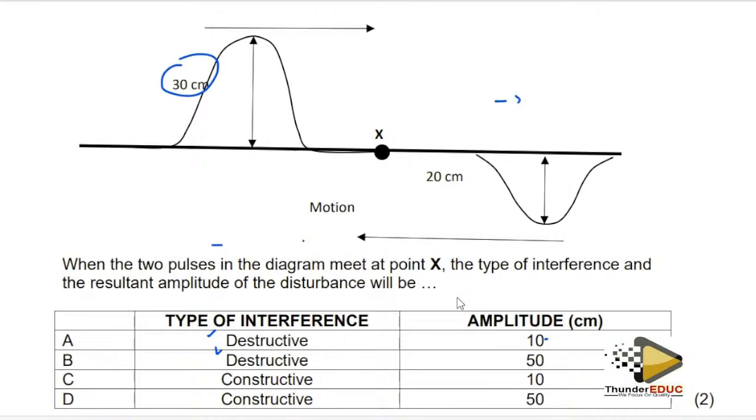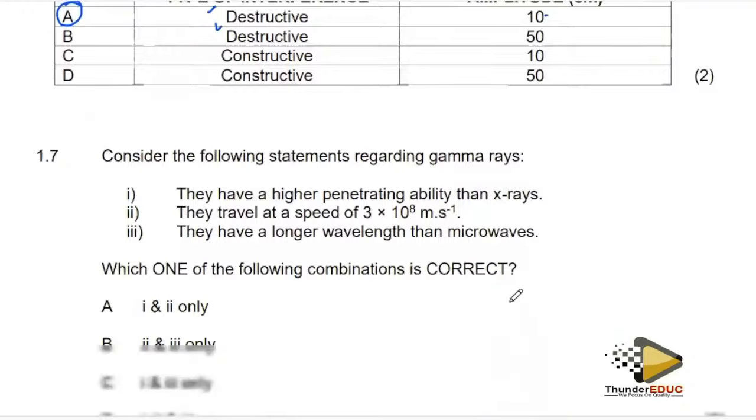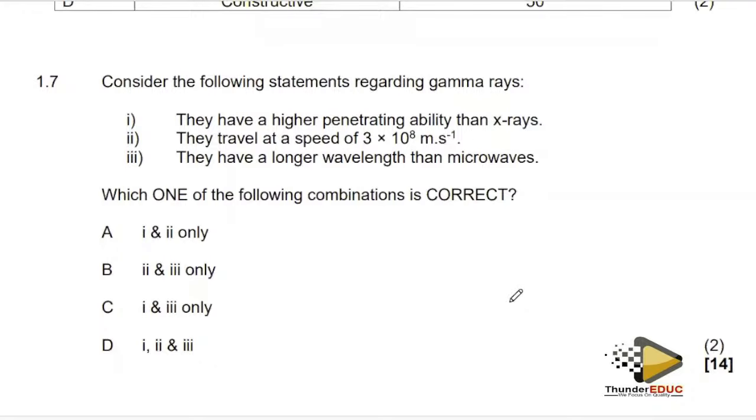In other words, the amplitude of the resultant must decrease. Then 1.7, consider the following statements regarding gamma rays. They have higher penetrating ability than X-rays, which is true because the gamma rays have a higher frequency.